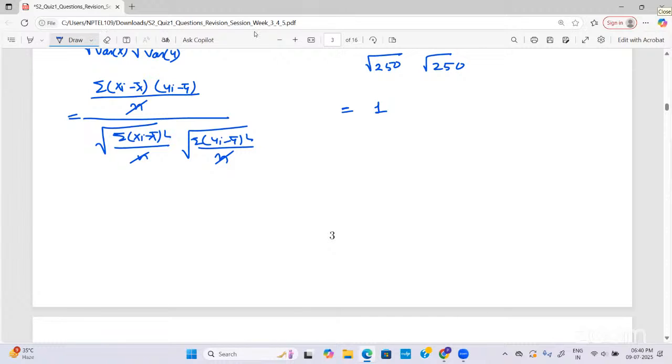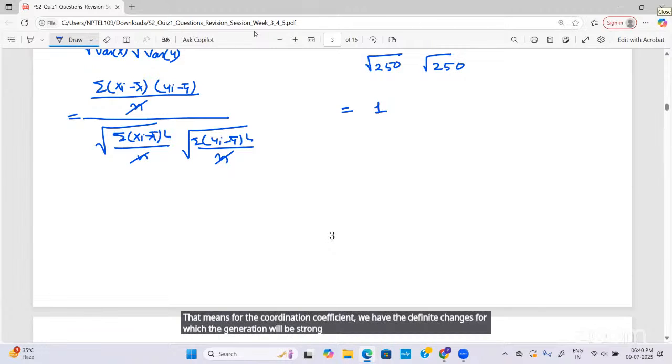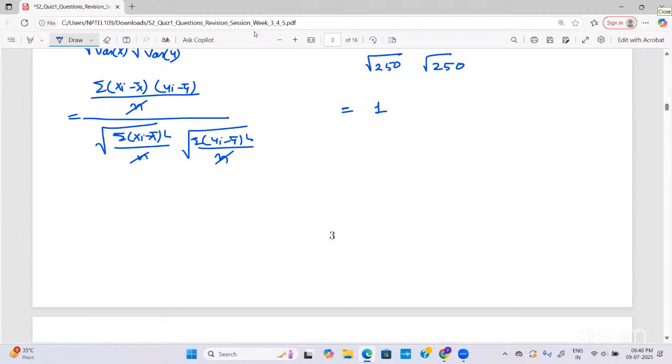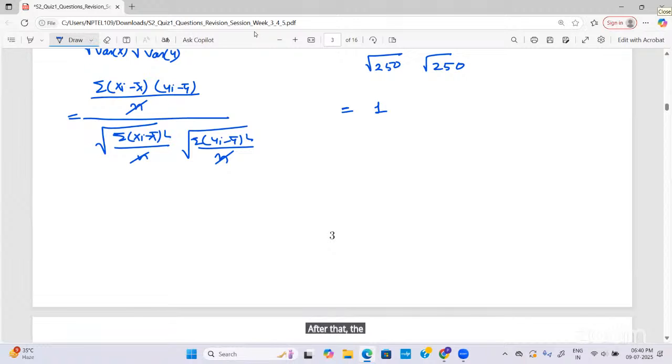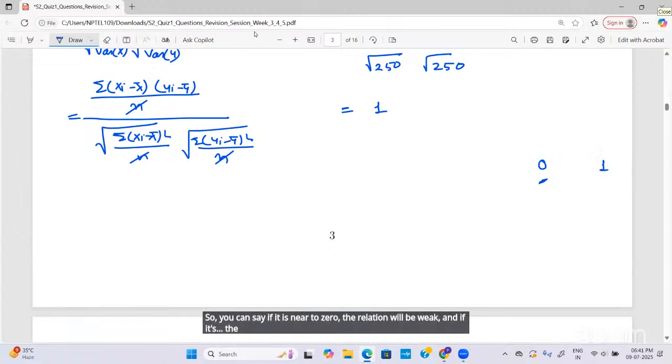That means for the correlation coefficient, we have definite ranges for which the relation will be strong, weak, moderate. So for RPB, do we have something like that? For the correlation coefficient, suppose -0.25 to 0.25, there is no linear relation. Then after that, moderate, then strong, like that we have. But you can say if it is near to 0, the relation will be weak, and if the value is near to 1, the relation will be strong.